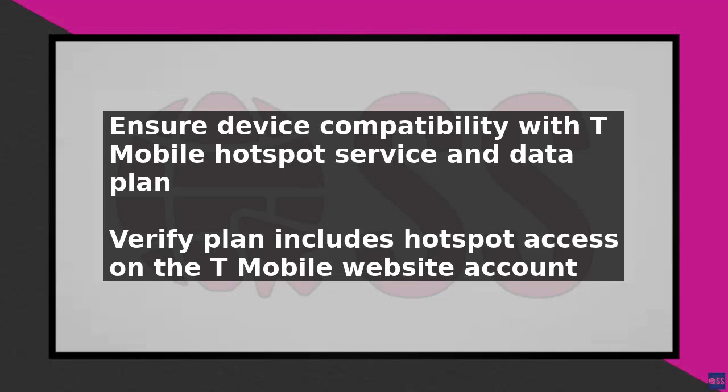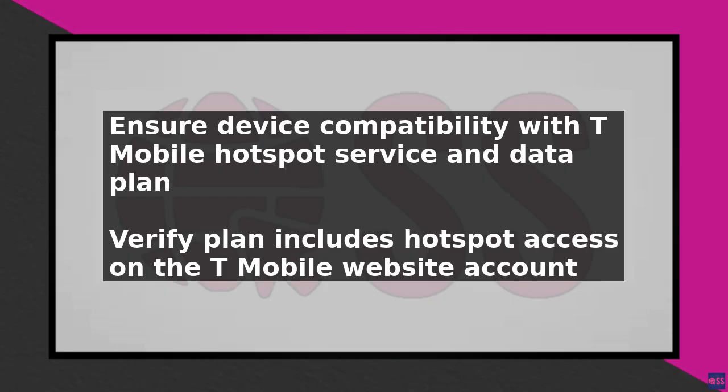Activating a T Mobile hotspot is a straightforward process that can be completed in a few simple steps. To begin, ensure that your device is compatible with T Mobile's hotspot service and that you have a data plan that includes hotspot access. First, go to the T Mobile website and log in to your account to verify that your plan includes hotspot access.